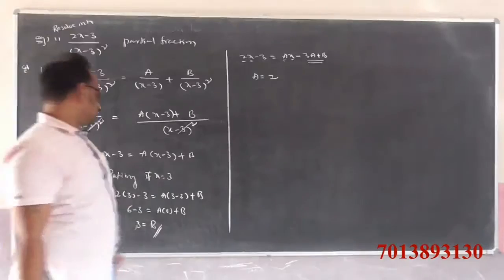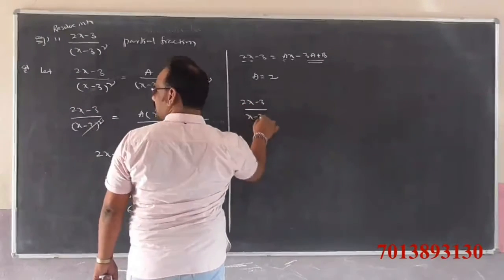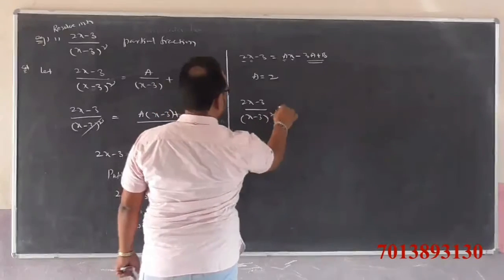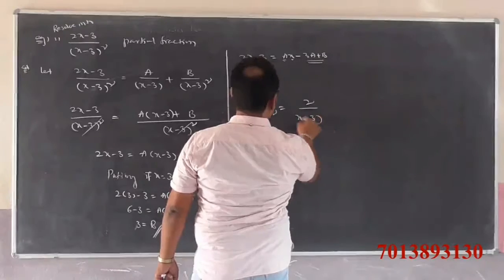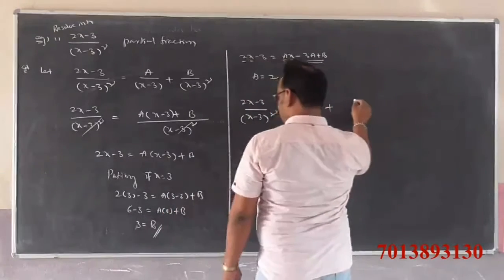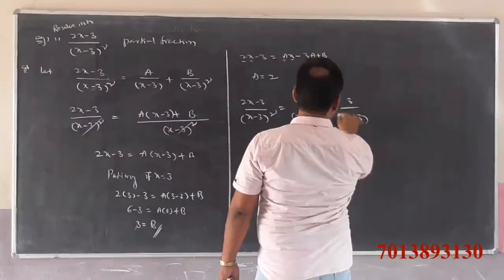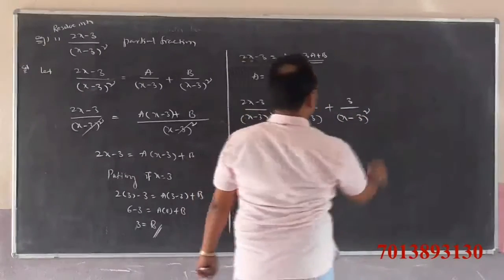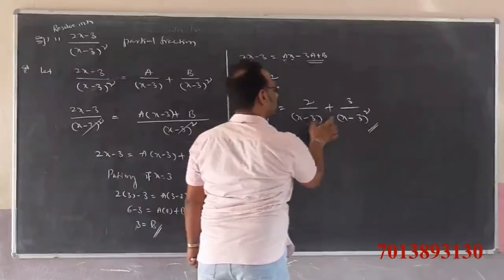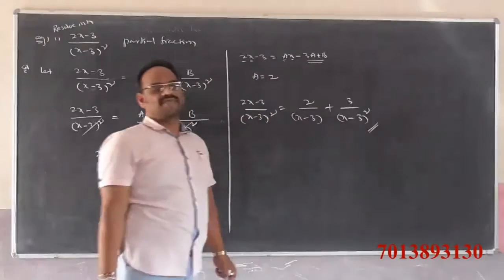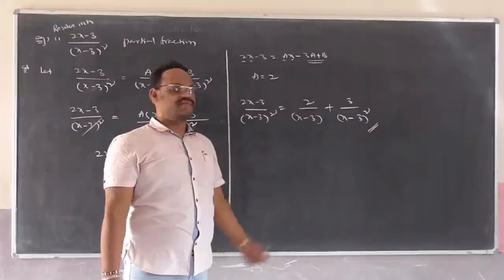So this can be written as (2x minus 3) by (x minus 3) whole square is equal to, with the A value, 2 by (x minus 3), plus the B value, 3 by (x minus 3) whole square. This is the proper fraction, and each one of these is called a partial fraction of the given proper fraction.